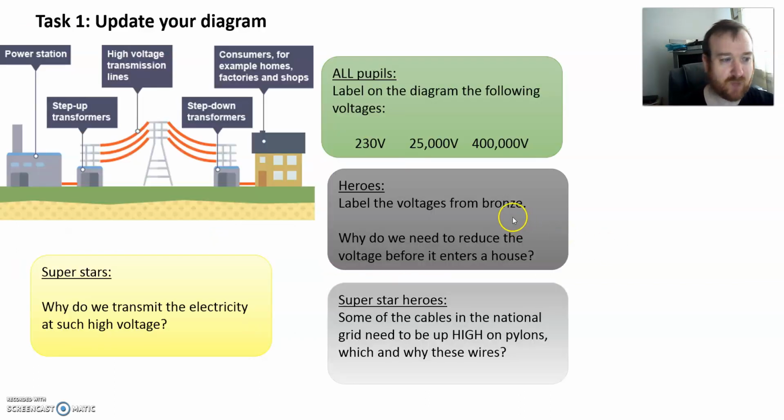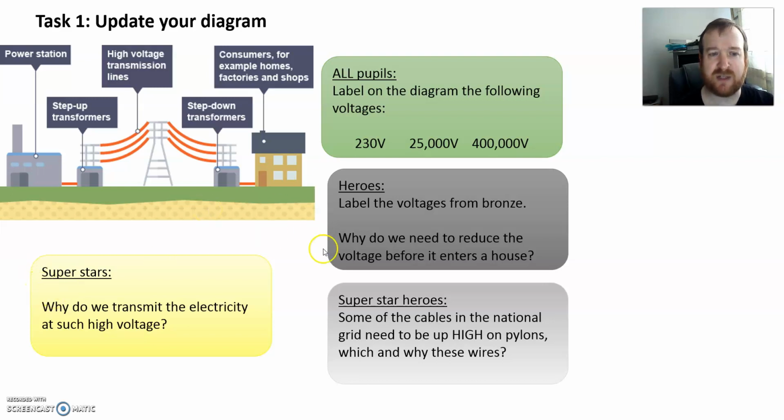So, your first proper task, you need to look at that diagram that you've already drawn and update it with some more information. Now if your sketch is not beautiful, you can choose if you want to restart and redraw. That's up to you. If you think it's pretty good, or it'll do, you can just annotate and add to it. So you want to add some different voltages to the diagram. You can use BBC Bitesize to help you figure out what those voltages might be.